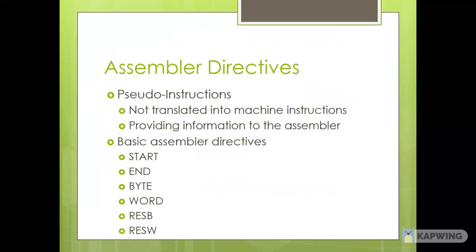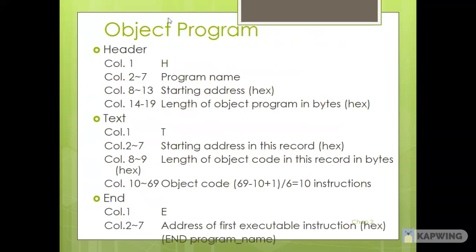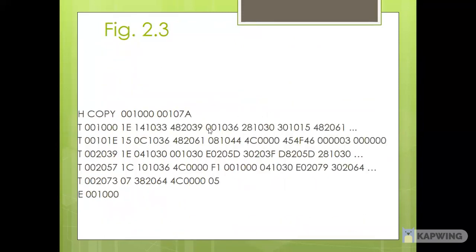So these are some assembler directives. These are used for the implementation of assembly programs. They are not executable. They are pseudo instructions that are not translated into machine instructions, but provide information to the assembler. So these are some basic assembler directives: start of the program and end of the assembly program, then byte, single byte, double byte, then word, and reading and writing bytes. Then the object program: here is the program name, then the starting address in hexadecimal, and the length of the object program in bytes, in hexadecimal. So this will be the structure of the machine code.